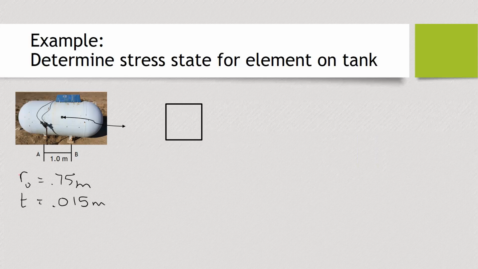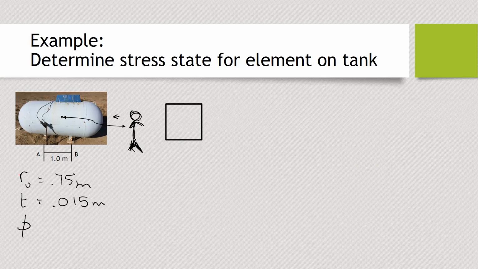So we have an error when we install this tank. Whoever's installing it, for some reason, twists the tank 0.1 radians counterclockwise. So somebody standing over here, looking this way, says that point B is rotated counterclockwise 0.1 radians with respect to point A. And then they set it down and they bolted it into place. And so now that twist is stuck in the body of this tank.